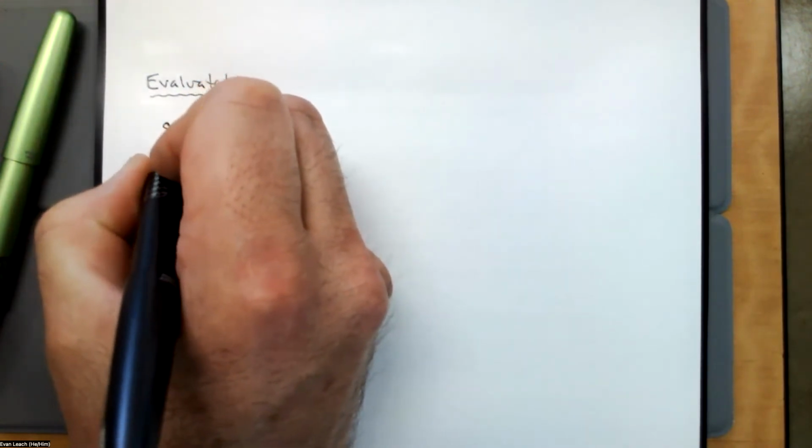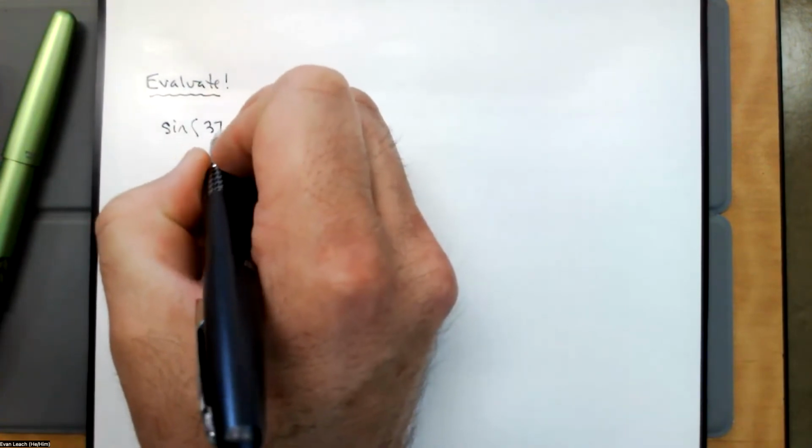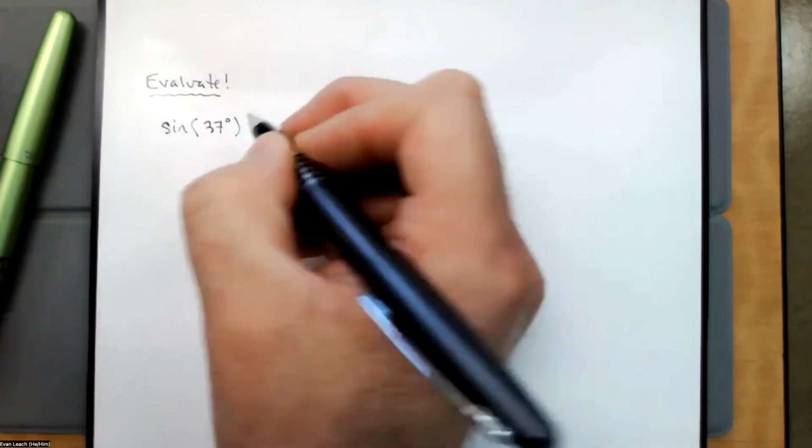So we're just going to evaluate some stuff. And we're going to start with, let's say, sine of 37 degrees.